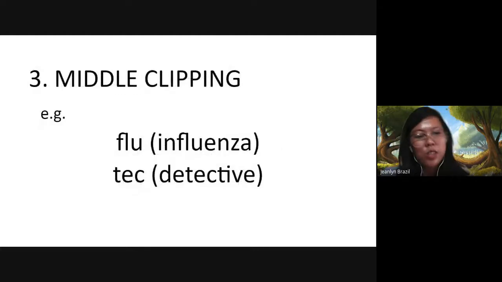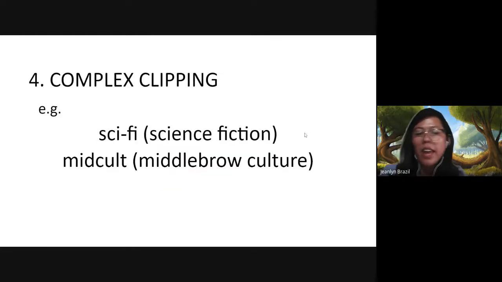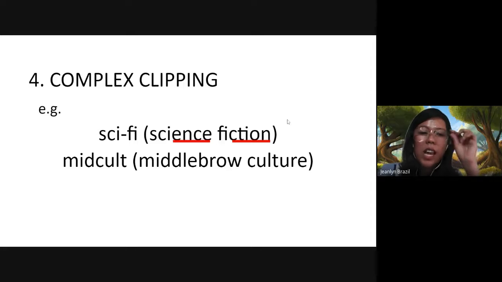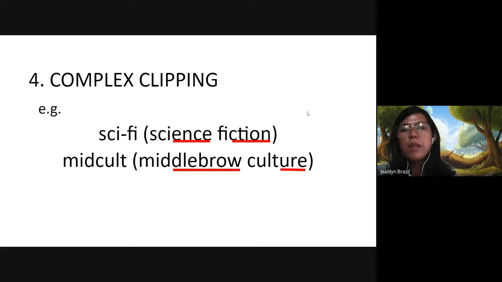Makinig habang nag-scroll tayo. Middle clipping, we remove the beginning and the end part of the word. So natira na lang yung gitnang parte. From influenza, naging flu na lang siya. From detective, naging tech na lang siya. Tinanggal natin yung syllables na de and div. And from complex clipping, may tinanggal tayong part sa dalawang words. Yung back clipping kanina, tinanggal mo yung lahat ng end part. Dito naman sa complex clipping, we remove the two end parts, or two syllables of the two words. Okay? So from science fiction, naging sci-fi na lang. And from middle bro culture, naging mid-cult na lang. So that is complex clipping.